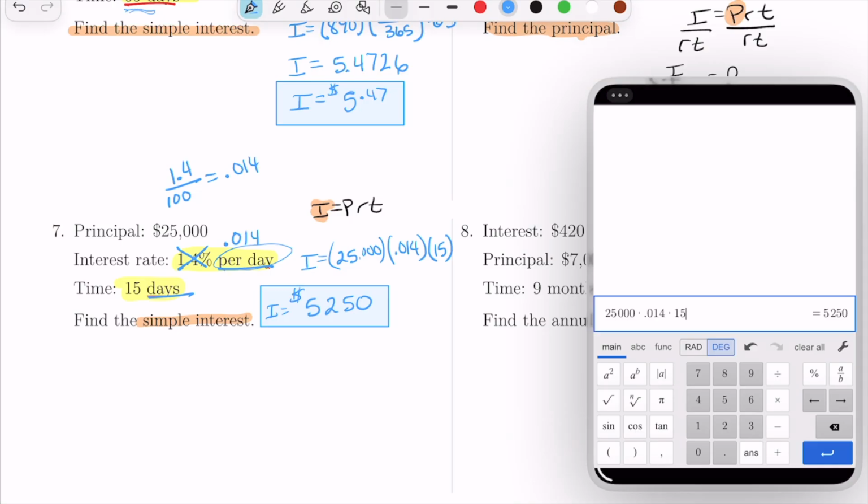Again, that feels like a lot, 5,250, and it is. That's because 1.4% per day is a lot. In fact, 1.4% per day means $350 every single day that you have this loan out.